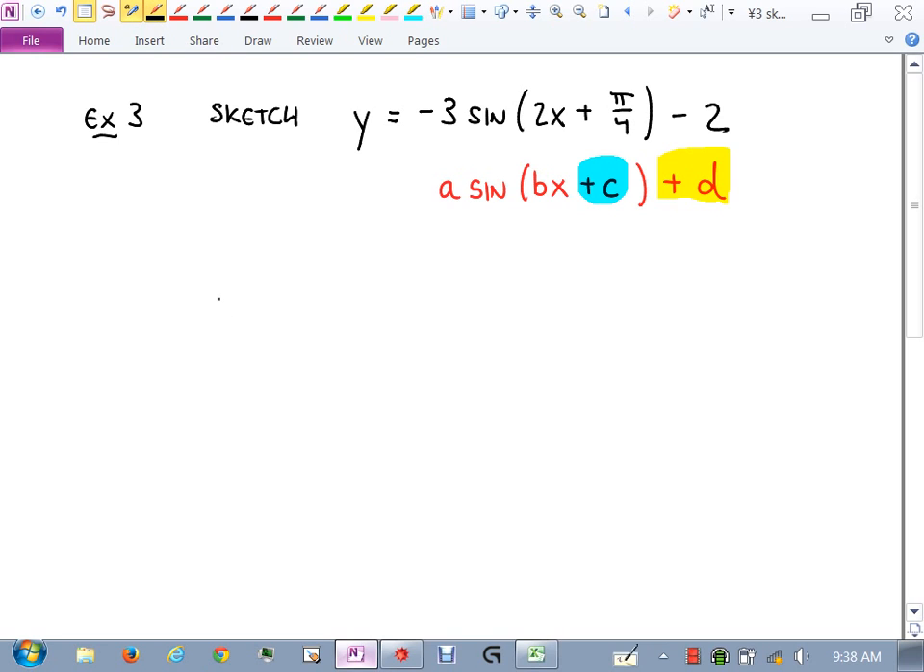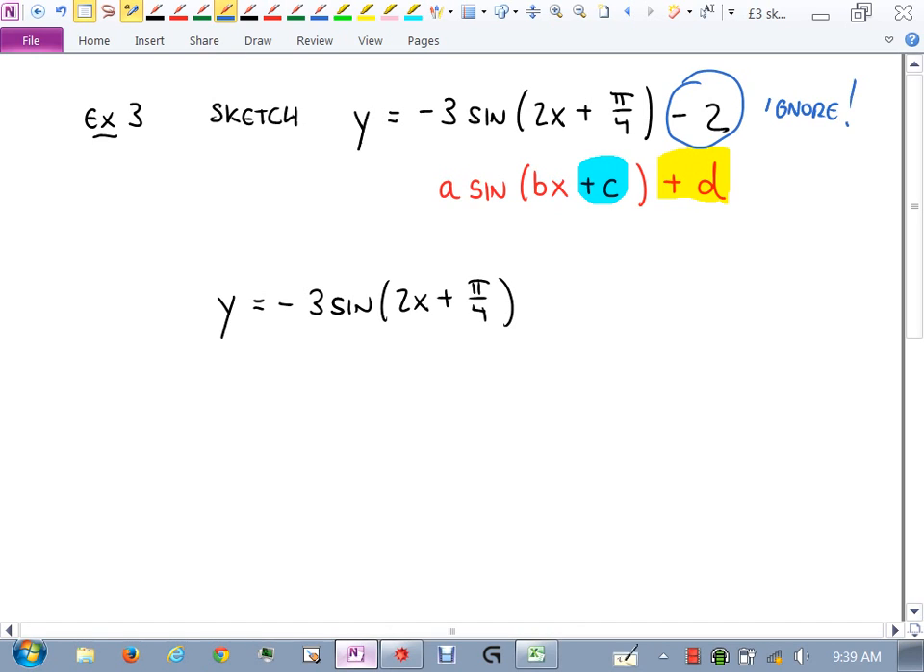So I'm going to actually sketch y equals negative 3 sine of 2x plus pi over 4, and that's it. First do that. So I am ignoring this shift. Ignore that for now, and go through the process of graphing this. Well, that's the problem we just did, right? That's the exact problem we just did. So I'm trying to save us some time here.